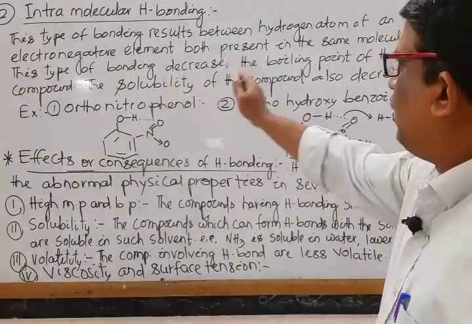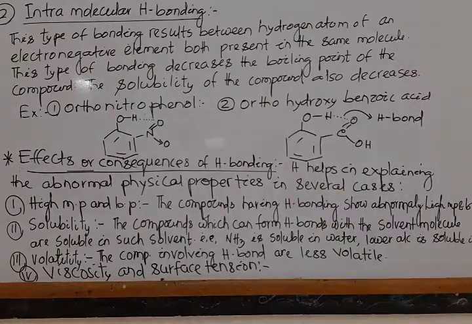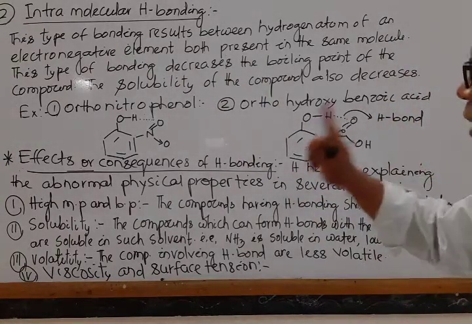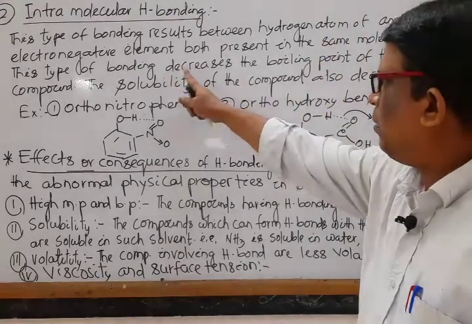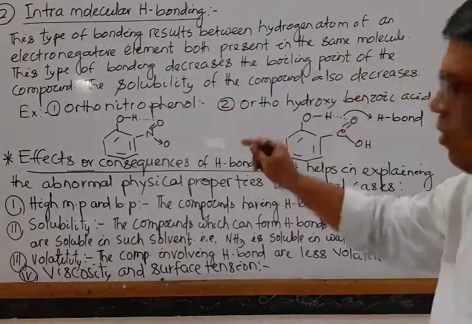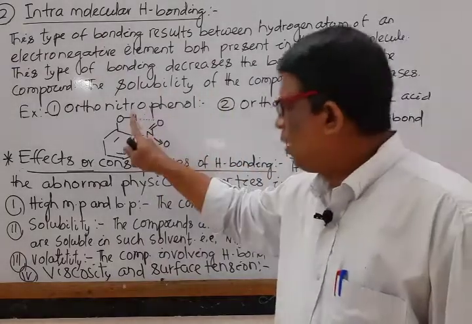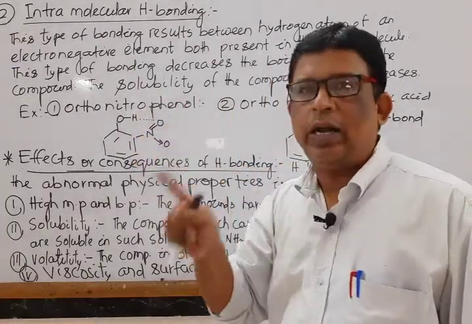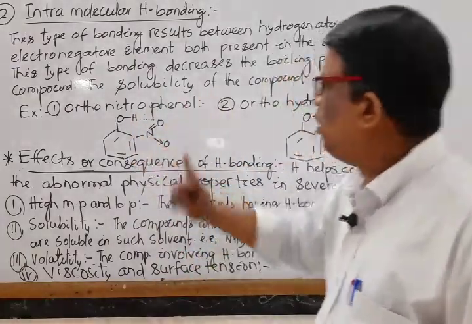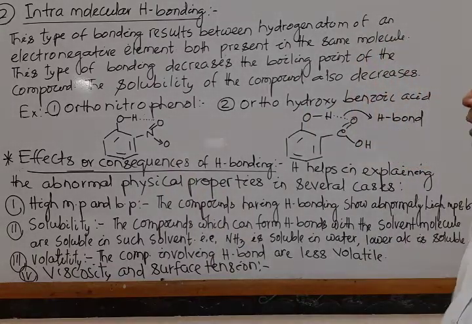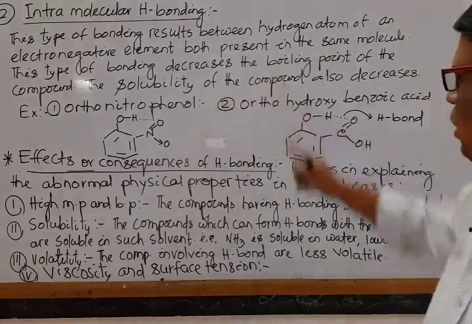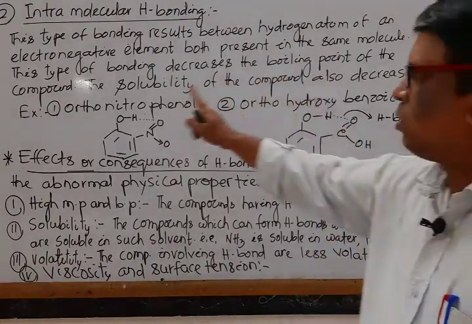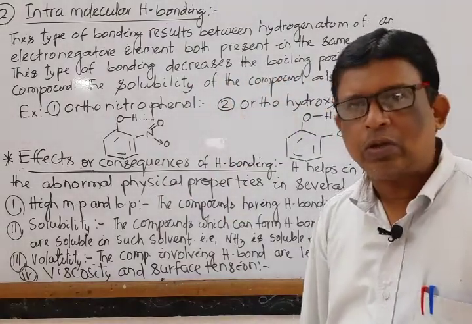This type of bonding results between a hydrogen atom and an electronegative element, both present in the same molecule. In one molecule, the hydrogen atom and the most electronegative element are both there. This type of bonding decreases the boiling point of the compound, and the solubility also decreases.